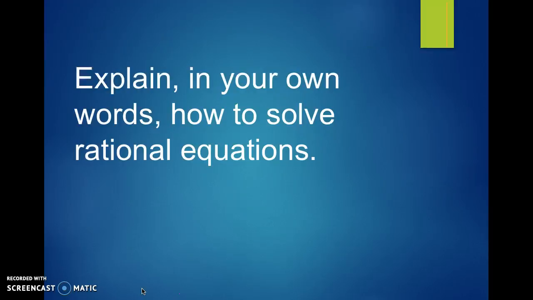So your question is, explain in your own words how to solve rational equations. Make sure you have all your notes.